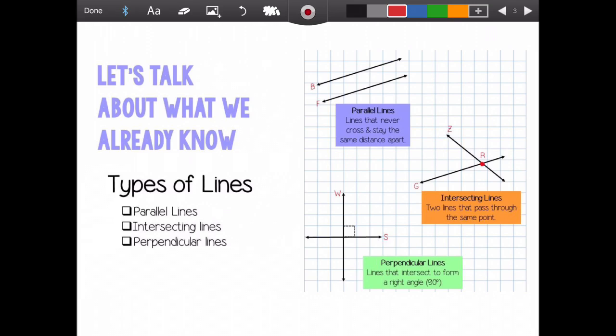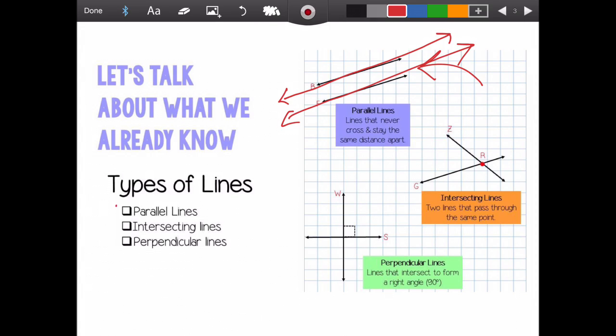Second thing we want to review really quickly are types of lines. We have parallel lines, which are lines that never cross and stay the same distance apart. Even if I drew these lines and kept going and going, being parallel means they would never touch at any point.